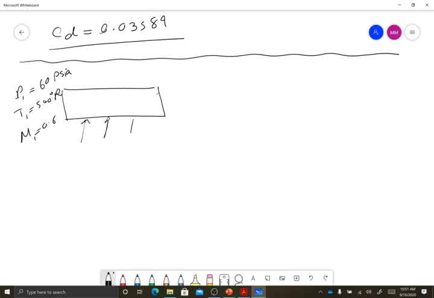And it is also telling us that the heat is transferred to this pipe at this rate, Q equals 300 BTU per pound mass of air. We are to calculate the exit Mach number, let's call this M2, and the static and total pressures and temperature at the exit.